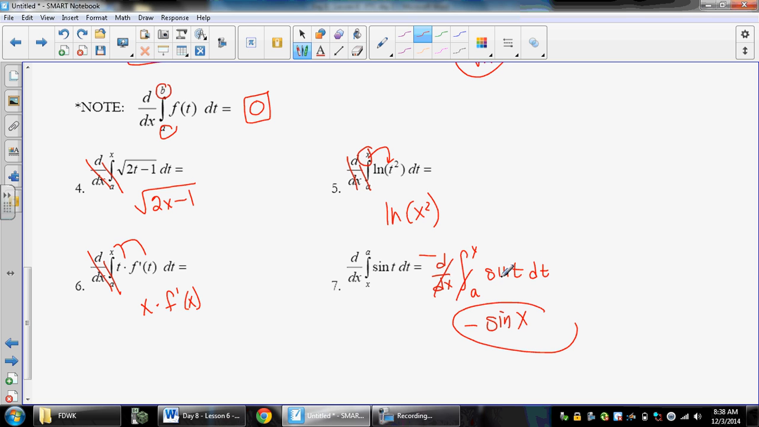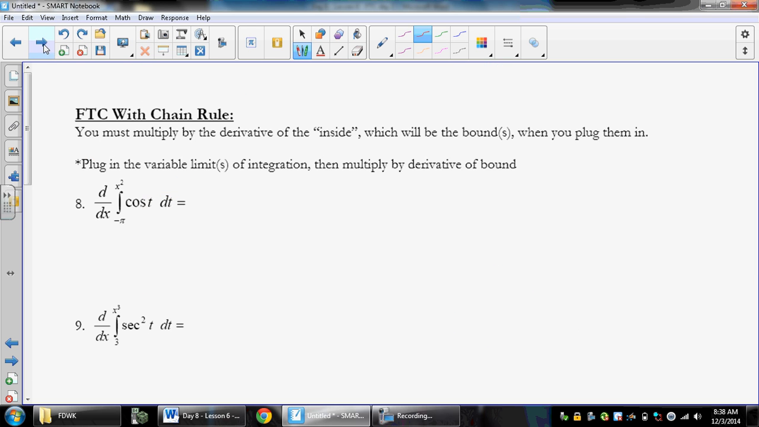Okay? Now, flip to the back. Derivatives and integrals still cancel, but if this isn't an x and it's an x squared or a sine x or a 1/3 x cubed or an ln x, we have to use the chain rule, okay? So let me show you why. So if I were to say, well, first, I'm going to evaluate this integral. Well, the antiderivative of cosine is sine from negative pi to x squared. And then I'm supposed to take the derivative with respect to x once I'm done.